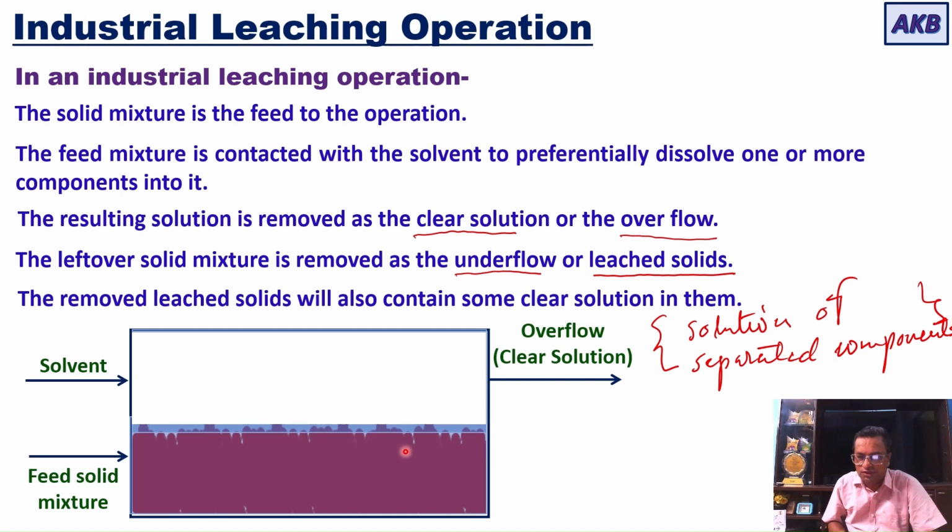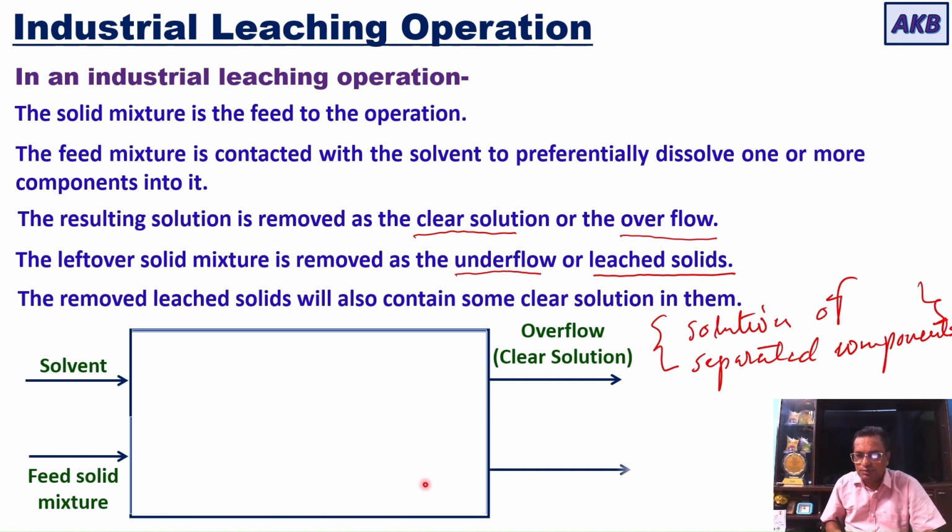Then the leftover solids: since perfect separation of the clear solution or overflow is not possible, some of the clear solution will remain with the leach solids. This mixture of leach solids and whatever clear solution is present with them is removed as underflow, or leach solids. So the underflow or leach solids are the solids from which most of the components are separated, plus it contains some clear solution with it. Why does clear solution come along with the underflow? The reason is it is not possible to have perfect separation of the clear solution from the leach solids, so some of it remains with the leached solids.